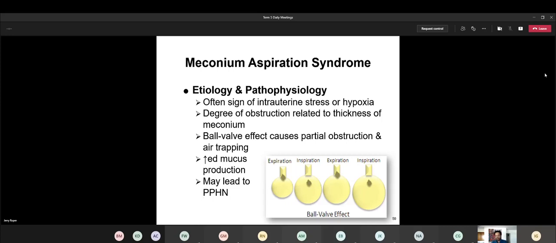And then with meconium aspiration syndrome, it could even cause some problems with your fetal shunts, like your ductus arteriosus. It could essentially end up forcing that to start to reopen again. And so that baby could end up with persistent pulmonary hypertension of the newborn. And this is something that we'll talk about, I think, in the cardiac chapter.